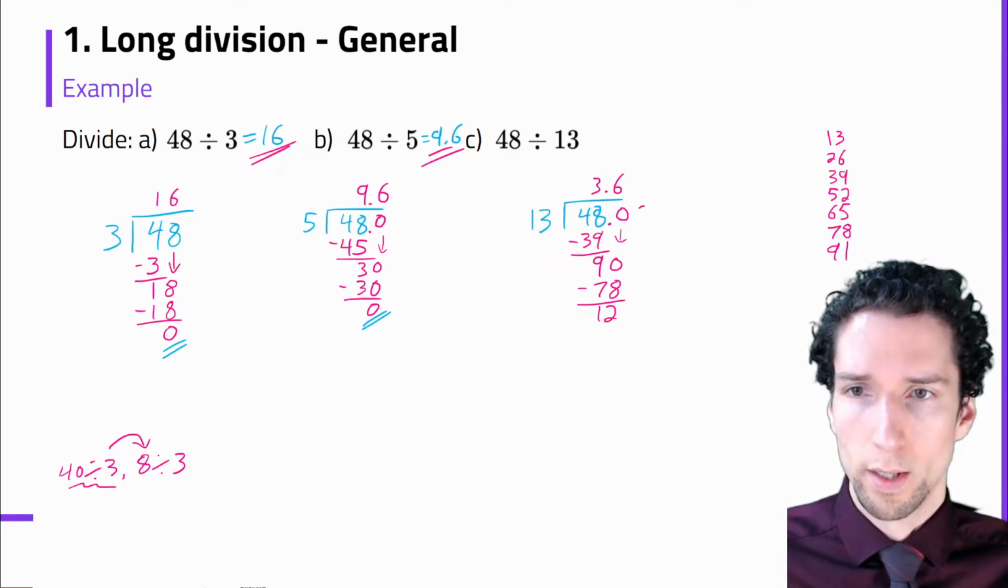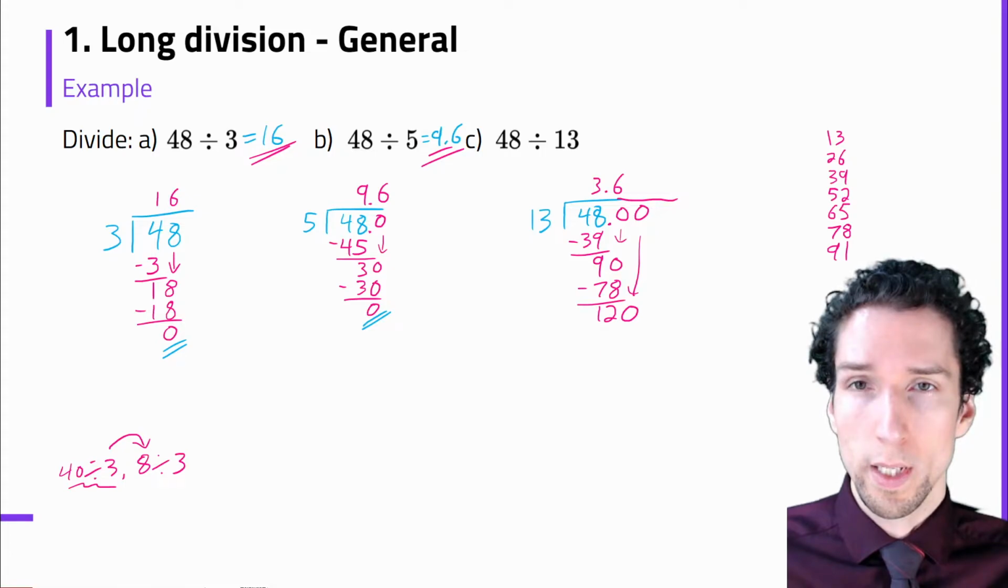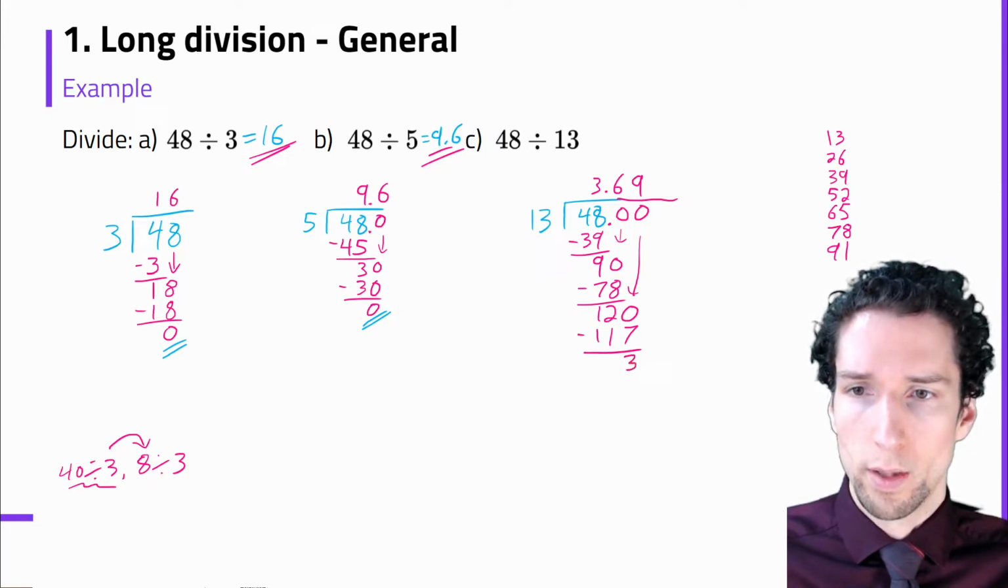All right, still not done. Let's add another 0 here. Carry that down, 0. So 13 into 120. Well, 13 into 130 would be 10, and it's going to be 1 less than that. So that's a 9 here, and 117. And we subtract and we get 3. All right, still not done. Add a 0 here and do 0 here. 13 into 30 will go in 2 times, and 26.